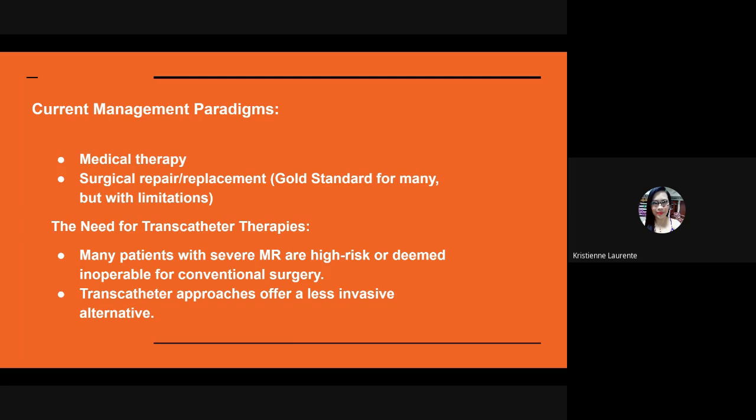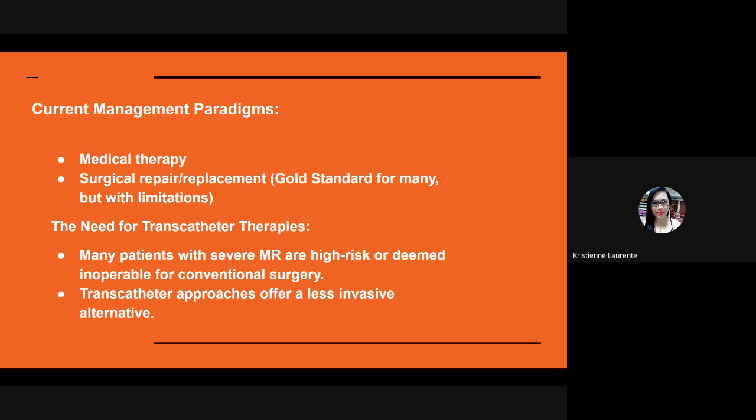This is precisely where our transcatheter approaches come in, because it offers a less invasive alternative. Same with our TAVI, right? TAVI is transcatheter aortic valve replacement. Now we also have transcatheter mitral valve implants. So this is precisely where catheter therapies have emerged as a game changer. Transcatheter valve replacement revolutionized aortic stenosis. Now the MitraClip has also transformed how we approach mitral regurgitation.